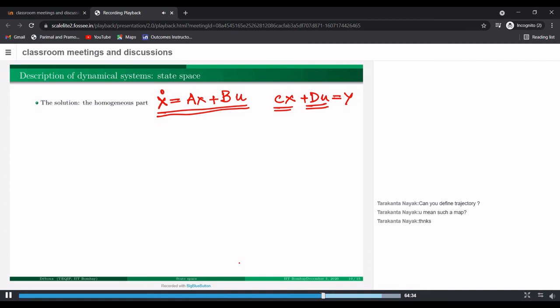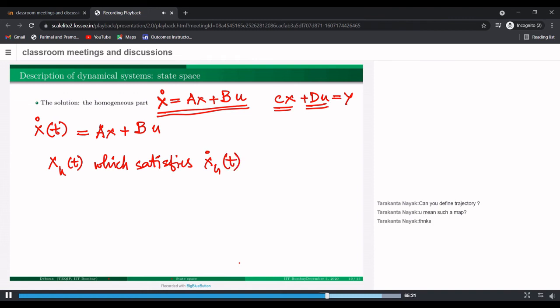From here we actually see something like this. Suppose x(t) is a solution of this differential equation, which means this indeed satisfies x dot of t is equal to ax plus bu. Suppose I have another function x_h(t) which satisfies x_h dot is equal to a x_h, just this much.